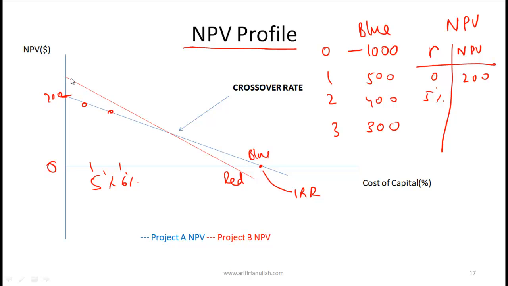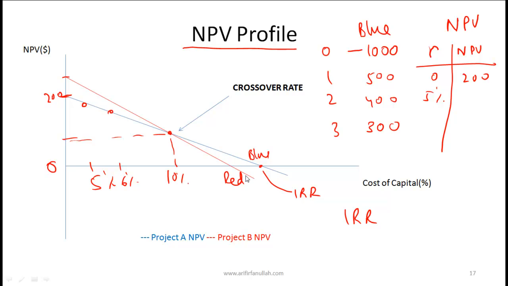Now similarly we can calculate the NPV profile of this red project, where this point represents the undiscounted cash flows and this point represents the IRR for the red project. So you can plot both of these on the same graph. This point here is referred to as the crossover point. The crossover point is that rate of interest, let's say this is 10%, or the cost of capital, where both projects give the same NPV.